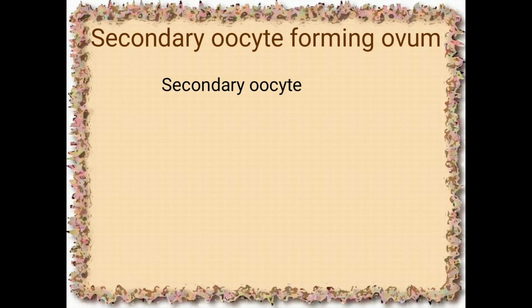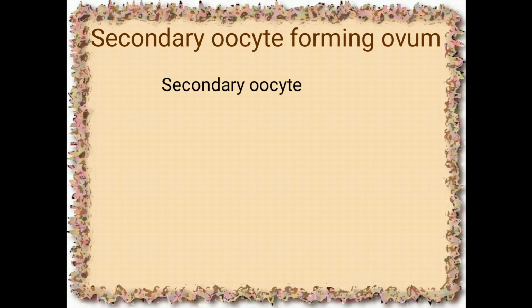Next, the secondary oocyte forms the ovum. I told you the oocyte undergoes two meiotic divisions. The first meiotic division is over in the primary oocyte. Now the second meiotic division occurs in the secondary oocyte, after ovulation. This second meiotic division, which occurs after ovulation, gets arrested in metaphase.